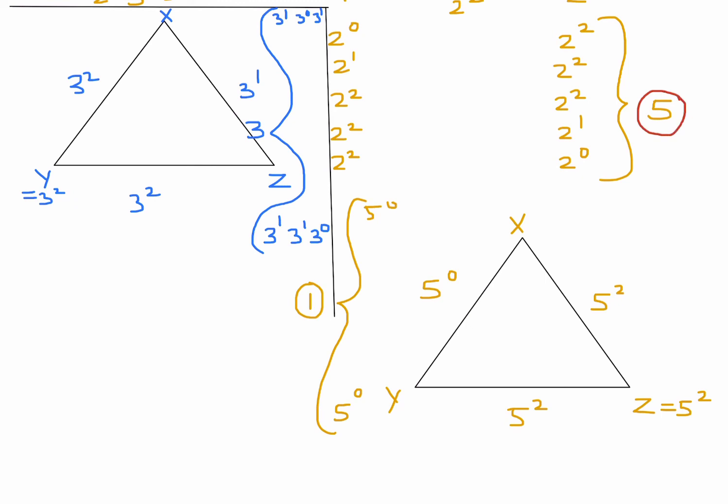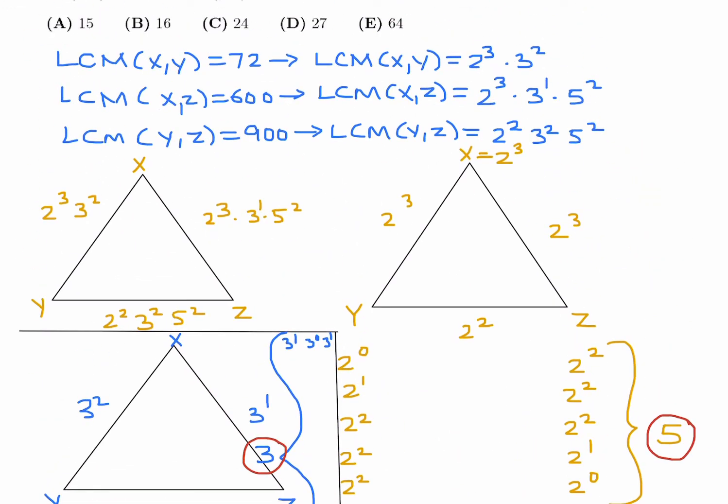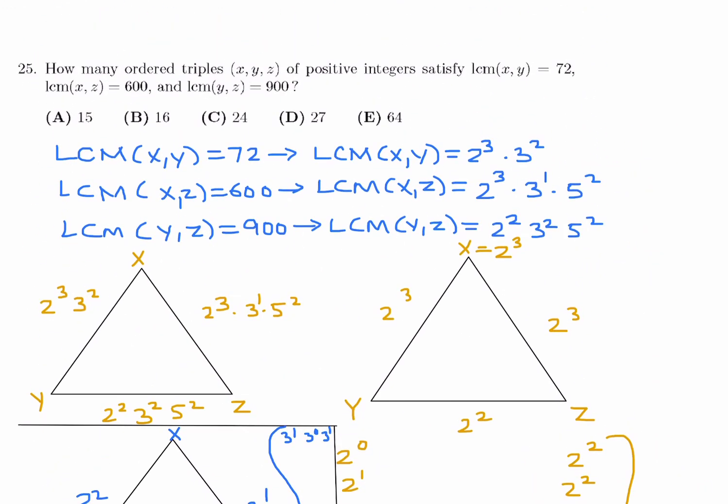Okay, so I'm ready to figure out the total number of cases. 5 cases for the 2's. Multiply that by 3 cases for the powers of 3, and multiply that by the 1 case for powers of 5. And 5 times 3 times 1, of course, is 15. And that is the total number of ordered triples x, y, z that satisfy the conditions of the question. So number 25, the answer is A.